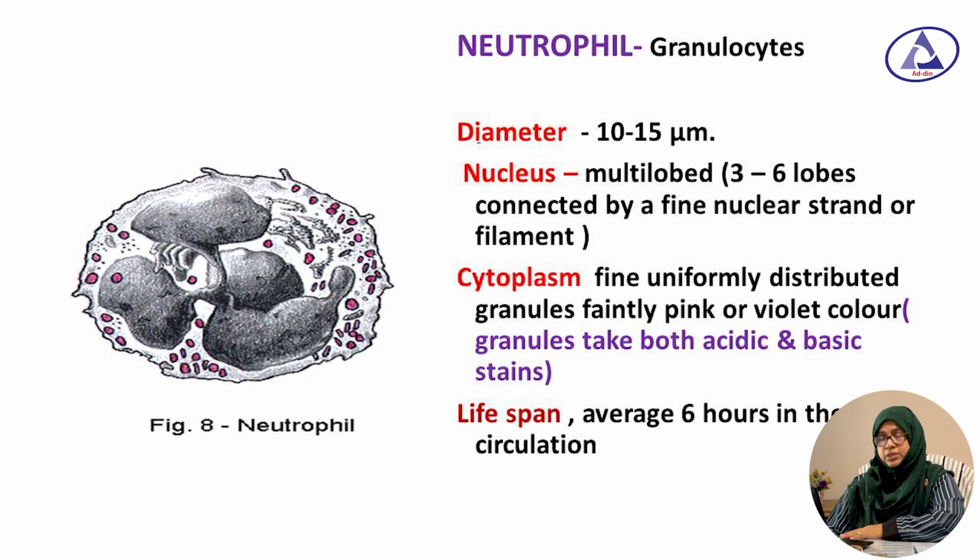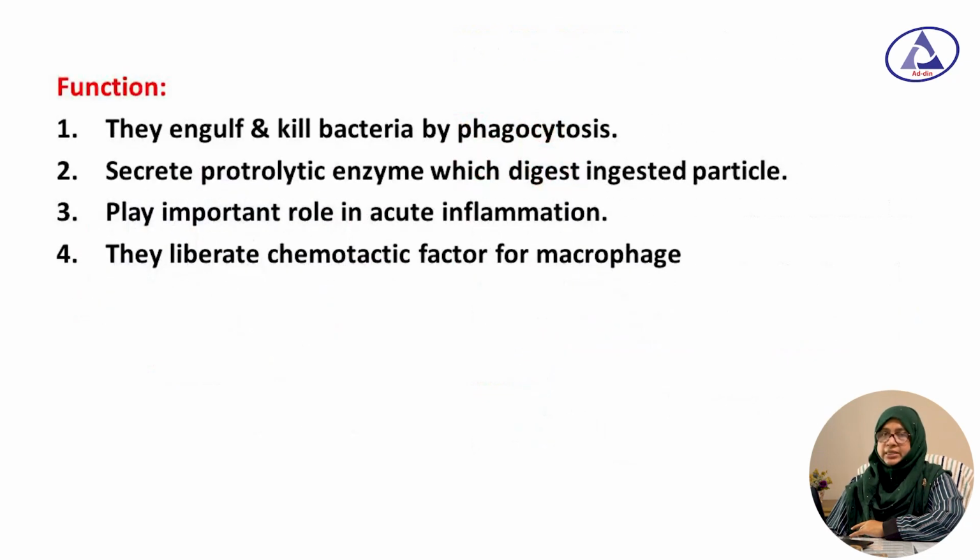Nucleus: it is multilobed, 3 to 6 lobes connected by fine nuclear strands or filaments. Its cytoplasm has uniformly distributed fine granules that are pink or violet in color. The granules take both acid and basic stains. Its lifespan is about 6 hours in the circulation, and its function is to engulf and kill bacteria by phagocytosis.